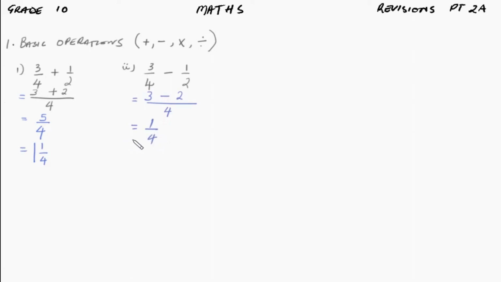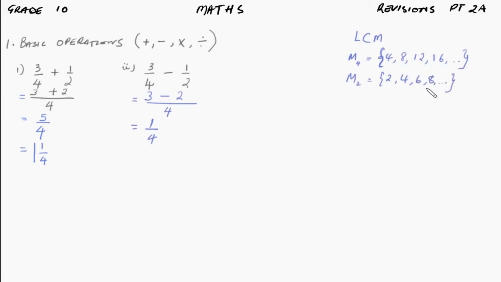Let me just clarify the issue of LCM, lowest common multiple. We were looking at the lowest common multiple of 4 and 2. First of all, you can find the multiples of 4. That would be 4 times 1, which is 4. 4 times 2, 8. 4 times 3, 12. 4 times 4, 16, and so on. Those are the multiples of 4. Now, let's look at the multiples of 2. 2 times 1 is 2. 2 times 2 is 4. 2 times 3 is 6. 2 times 4 is 8, and so on.